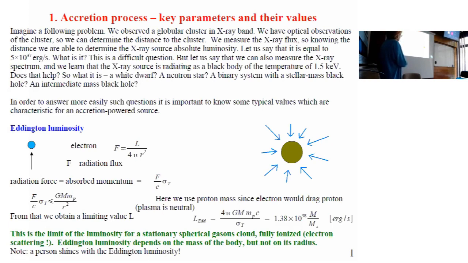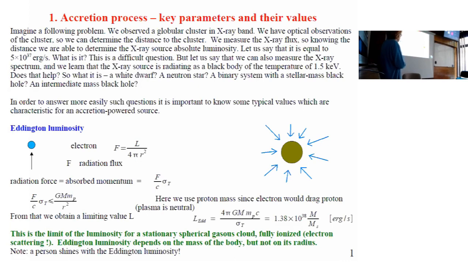So if we know that this is the momentum gain per unit surface, we multiply by the Thomson cross-section. So in order for the accretion to proceed, this force due to radiation should be smaller than the gravitational attraction of the infalling material. Otherwise, if this is larger, then radiation pressure will puff everything and it will stop the spherical accretion.